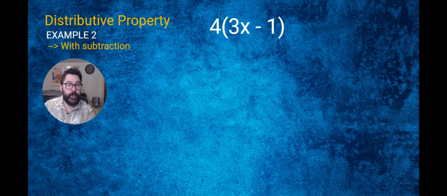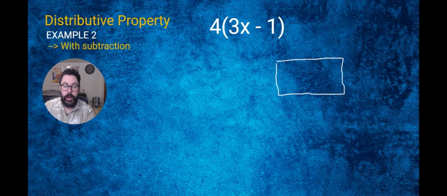All right, in this example, similar stuff, but we have subtraction. I'm just going to use the visual technique for this one, and I'll probably start going away from that for some of the other examples. So again, let's start with what's in our parentheses. We have 3x and minus 1. So let's draw our little box here. And our first room, we'll start with the first term, 3x.